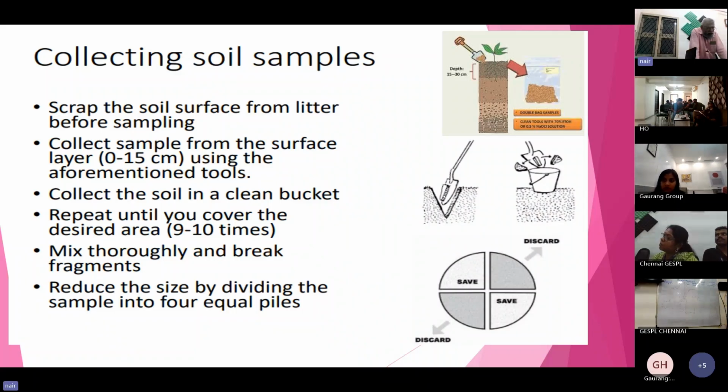See, suppose you are taking a water body. If you are taking a stagnant water body, you take the pond, in the case of a pond. If you take the pond and you want to take from different places, if a small pond is there, I'll show you.